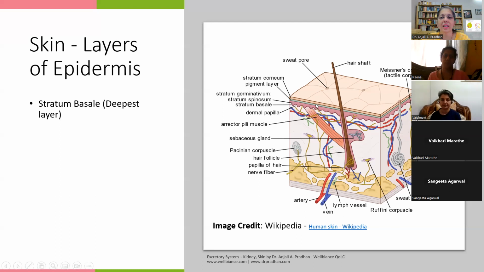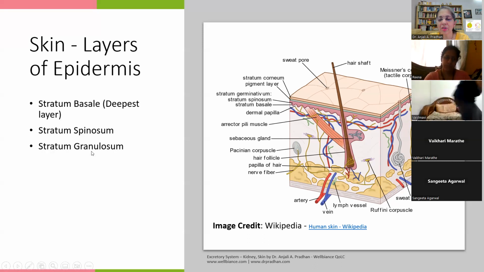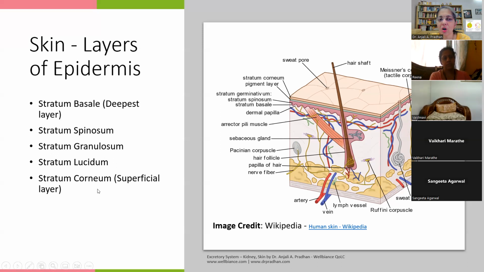So ये है epidermis. The lowest is stratum basale, then stratum spinosum, stratum granulosum, stratum lucidum. This layer is present in thick skin. Lucidum is not present all over, it is present only in palms and soles. And stratum corneum, this is the most superficial layer.